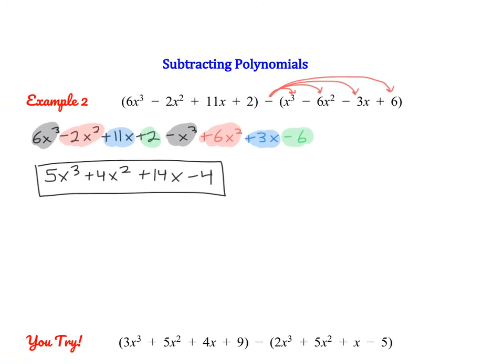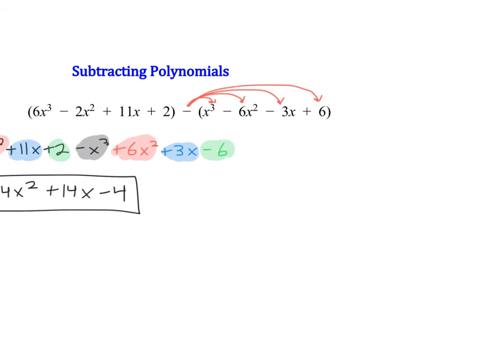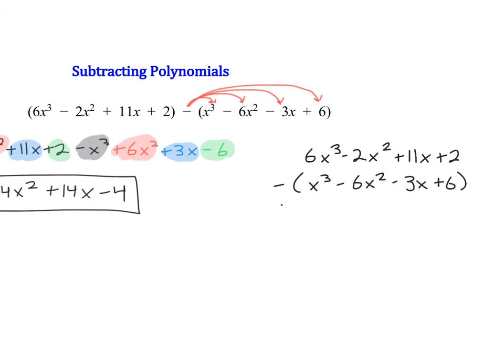Now if you want to set this up vertically like we did with the last problem, you can. You just need to remember that we're subtracting all the terms. So you just need to be a little bit more careful. So I'm going to line them up on top of each other. Remember, I'm subtracting every single term. Okay, so when I do this, I read it as 6x cubed minus 1x cubed, leaving us with 5x cubed.